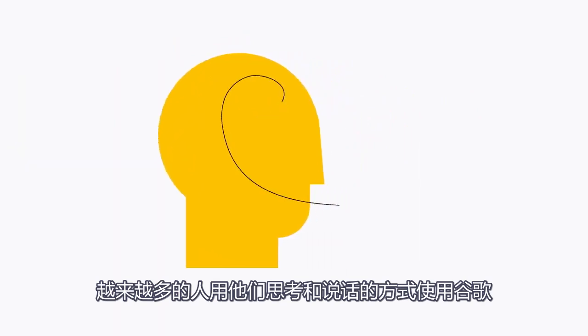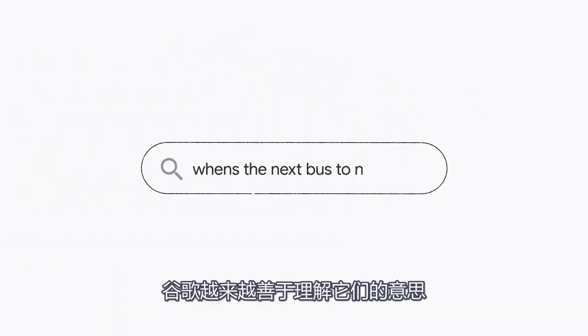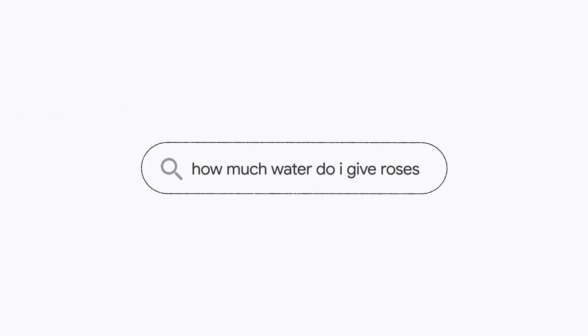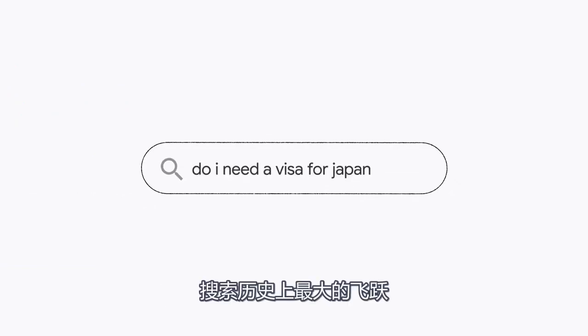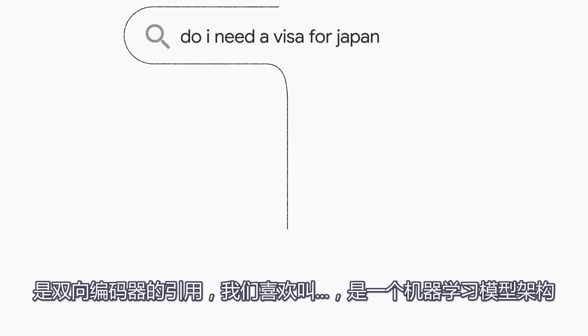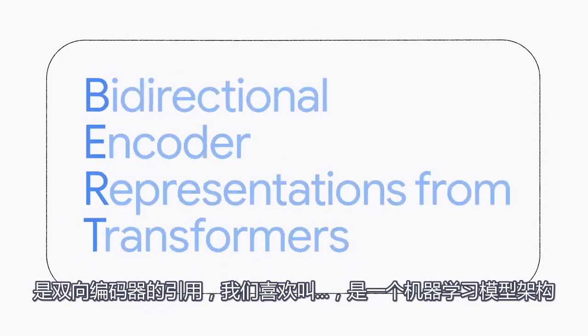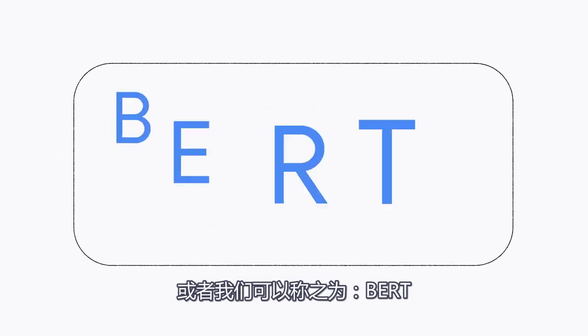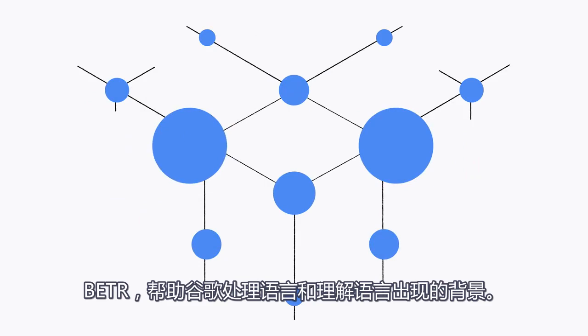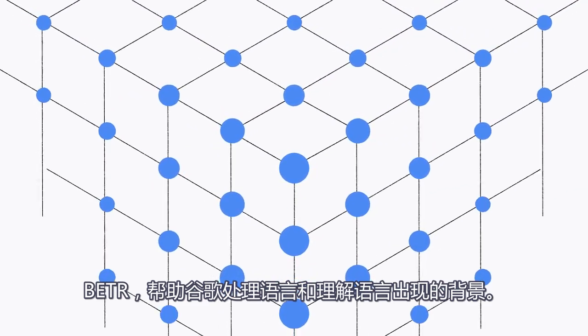More and more, people talk to Google the way they think and speak. And more, Google is getting better at understanding what they mean. One of the biggest leaps forward in the history of search came about with the introduction of bidirectional encoder representations from transformers, or as we like to call it, BERT. BERT is a machine learning model architecture that helps Google process language and understand the context in which it appears.